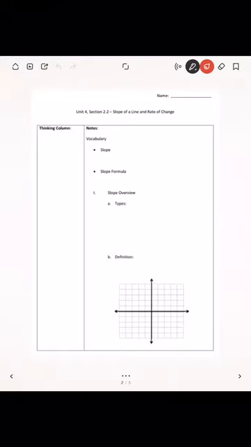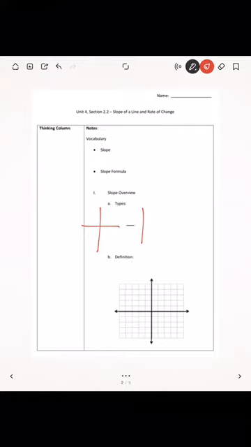Now starting off with the notes, let's remind ourselves what exactly is slope. Oftentimes, slope is considered the steepness of a line. Or sometimes a common way of saying it is people will say slope is the change in y over the change in x. But let's remind ourselves there are a couple different types of slopes.